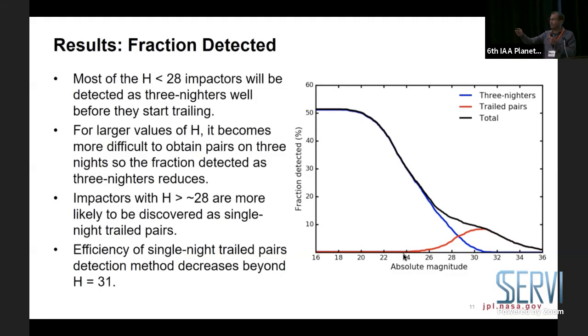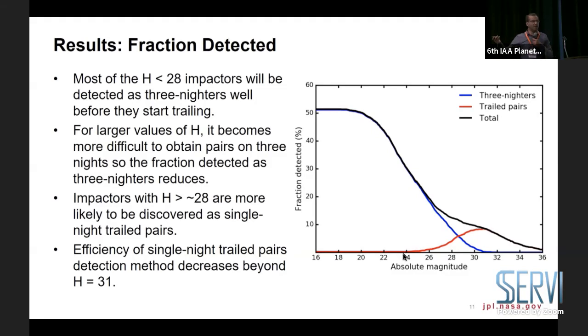The red curve shows the fraction detected as trail pairs, and the black curve is just the total fraction detected by both methods. So for the really bright ones, most of the ones that can be detected are detected below H of 22. As H gets larger, or absolute magnitude gets larger, it becomes fainter. It becomes harder to get detections over 3 nights of the asteroid, and so the fraction reduces.